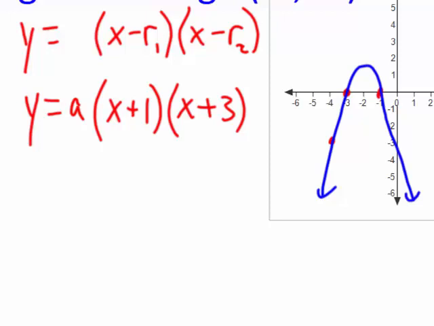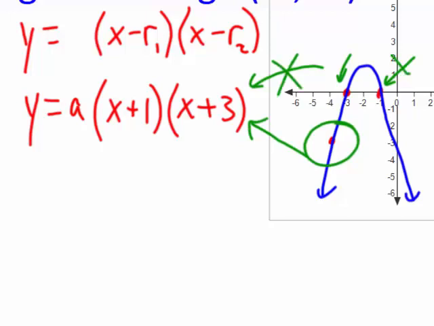So what am I going to do? Can I plug in either of these roots into my equation right here? No, because that's what our factored form is using. It's using the roots, so don't use the roots. You cannot use the roots. So what I need to do is use another point on my graph, in this case this point right here. I'm going to use a different point.